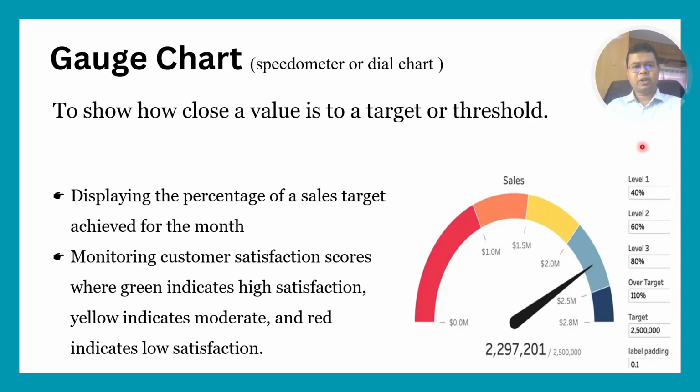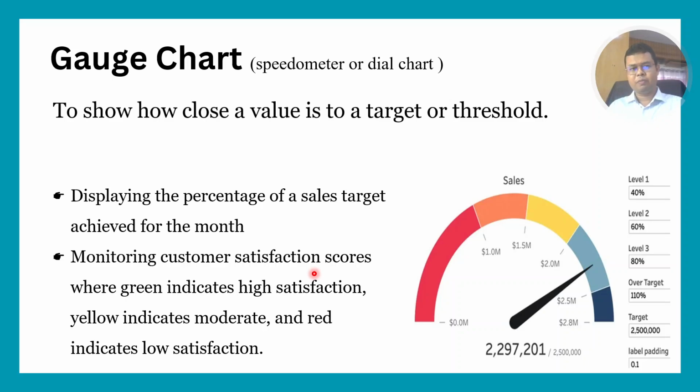So second one is the speedometer, right? And in some cases many say the Gantt chart, right, to show how close a variable is to target or threshold. It's quite related to the KPI or any others. Popularly, this chart is known as the speedometer. So its application is quite related to the previous example, displaying the percentage of sales target achieved for the month. You can monitor the customer satisfaction.